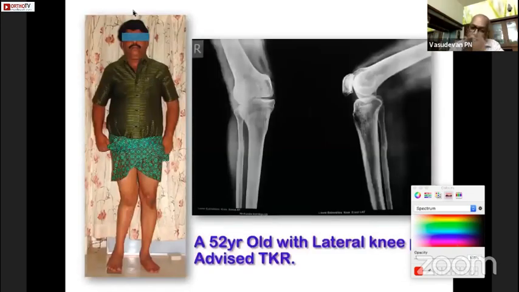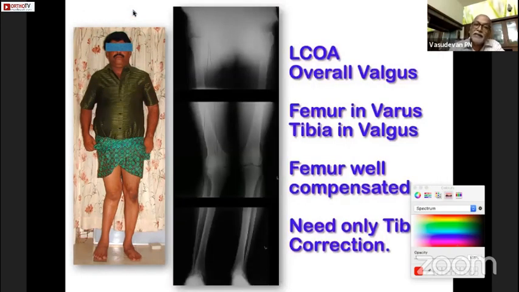So look at this 52-year-old man with lateral knee pain. He was advised a total knee replacement. See, the lateral joint is very badly damaged. It's only 52. And that is what the X-ray looks like. Obviously, when you look at it, you can see a valgus deformity, but the femur isn't severely varus. When you look at the X-ray, you tend to do a varus correction of the femur. When you do the varus correction, the valgus will become more and more obvious. So that is not going to solve the problem.